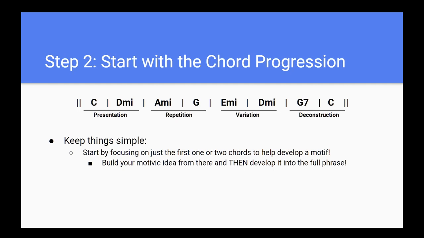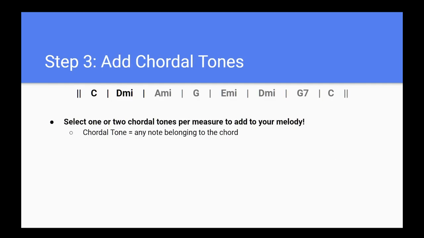So if we focus just on these first two chords, we can kickstart our melody by simply picking a couple of chordal tones to place in the melody line. I'm not going to go crazy, just typically I want to stick to just one or two chordal tones per measure. It's a great place to start. Now, these notes will form the foundation of our melody, and typically end up being important to the identity of the motivic statement, so choose carefully.